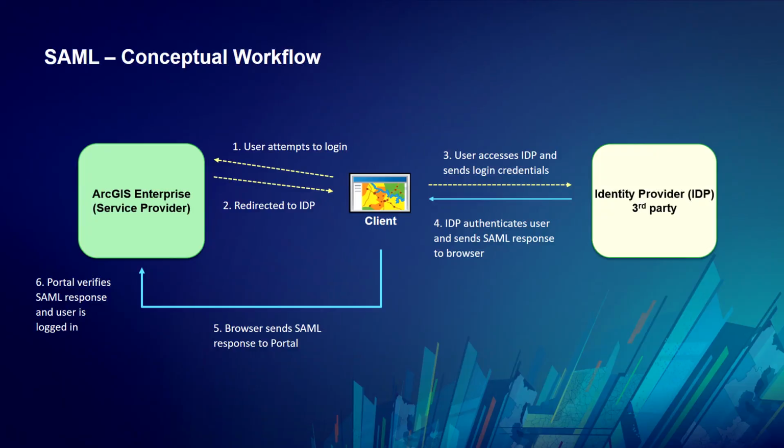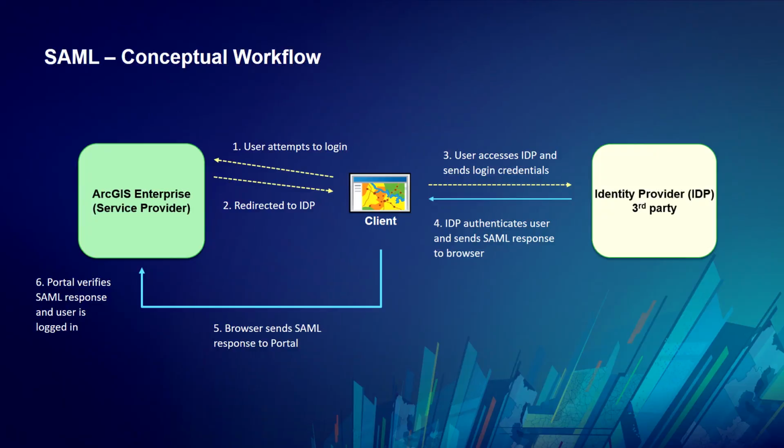Now, a couple of key things to point out here is the ArcGIS Enterprise does not need to have direct communication with the identity provider. This is a big difference from the GIS tier and the web tier that Bill had been describing, in that in those cases, ArcGIS Enterprise must be able to communicate directly with Active Directory or LDAP or another identity provider. In this case, it doesn't have to.